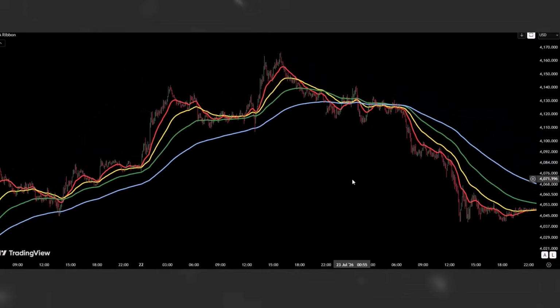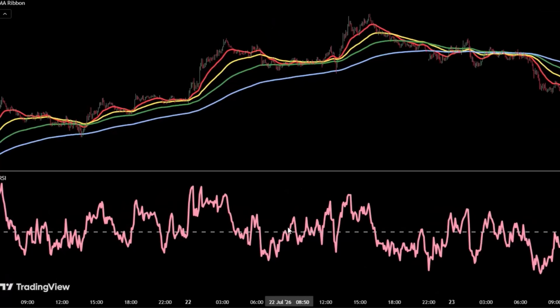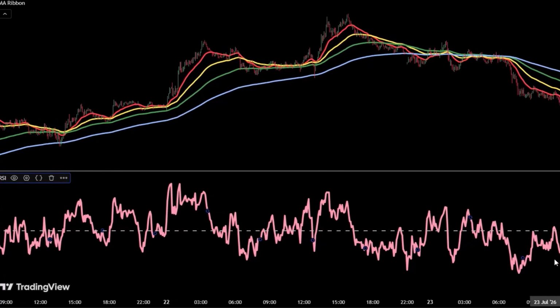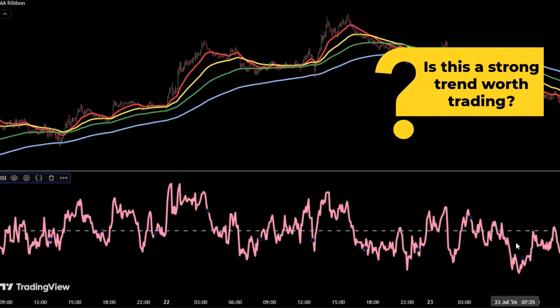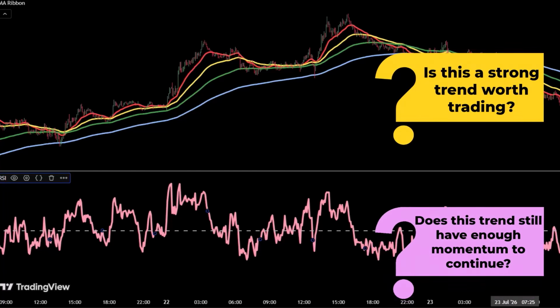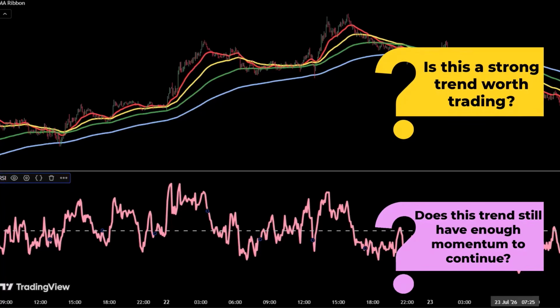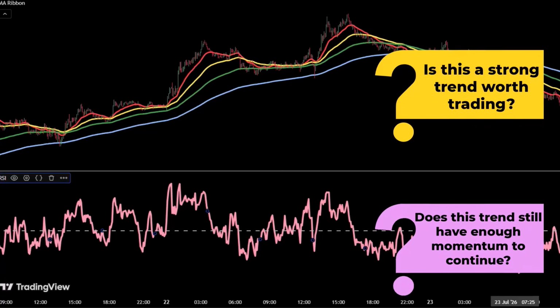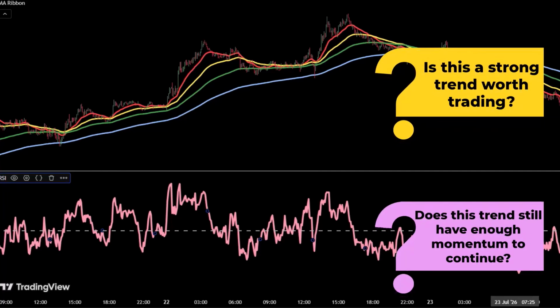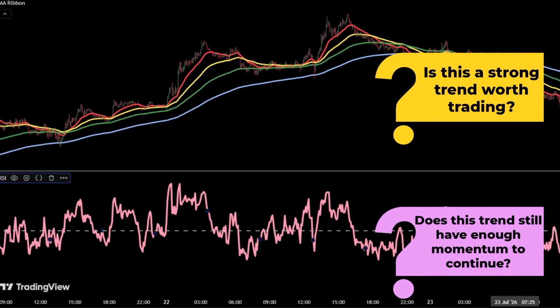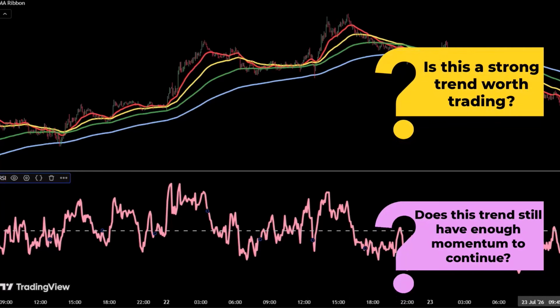Now let's look at the RSI. The RSI has a different job. It measures momentum. It tells us whether the trend still has enough strength to continue after a pullback. So, each indicator answers a different question. The ribbon asks, is this a strong trend worth trading? The RSI asks, does this trend still have enough momentum to continue? When both indicators agree, we have a much higher quality setup than using either indicator alone. Now that you understand the logic, let's see how to apply it to a real buy setup.